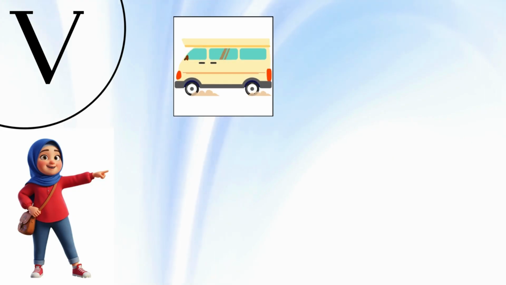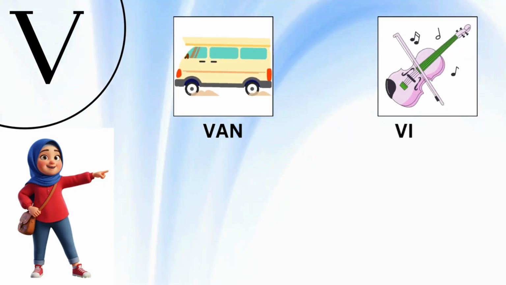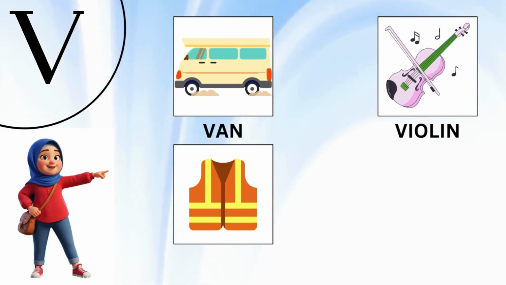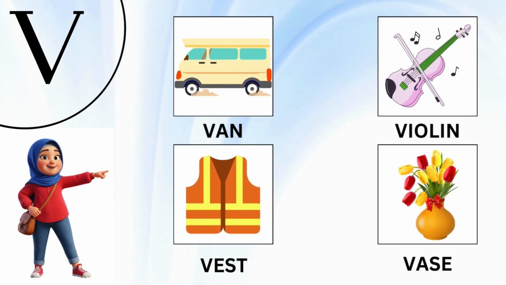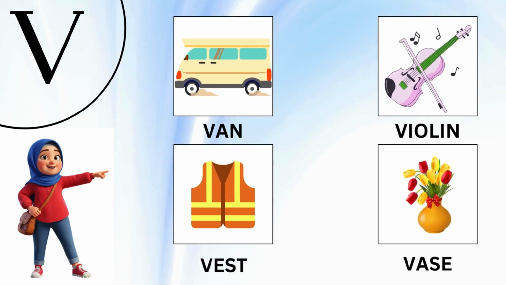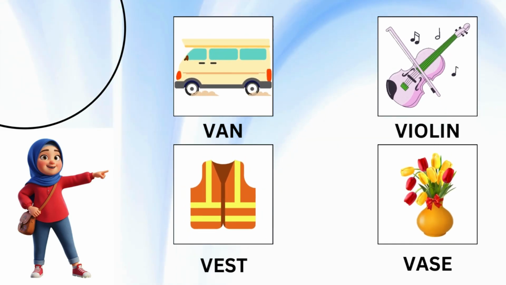This is letter V. V is for van. V is for violin. V is for vest. V is for vase. Van, violin, vest, and vase.